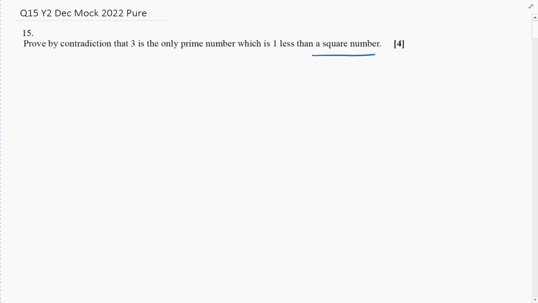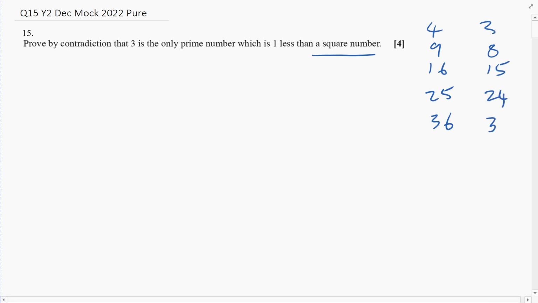So if we just write down a few square numbers, so we've got 4, 9, 16, 25, 36, and so on. If we subtract 1 from those, the question is saying that the only time you get a prime when you do a square number minus 1 is this example here, when the prime number is 3. So it's looking like this is going to be true, isn't it?